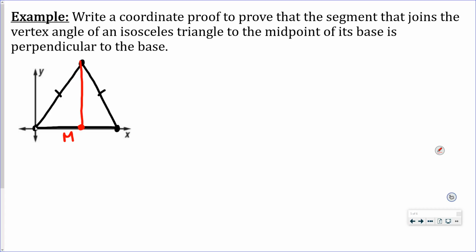All right, I'm going to put some letters on these vertices to help with my proof. So I'm going to call them A, B, C. I'm also going to label these with their coordinates. A is obviously 0, 0.